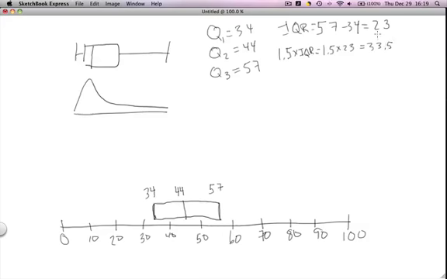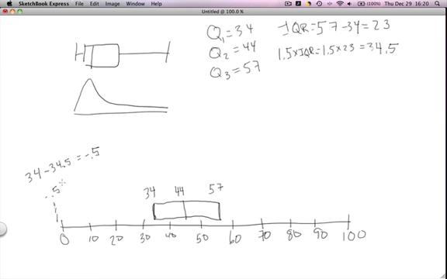So 1.5 times 23 is equal to 34.5, pardon me. Let me fix that. So 34.5. What I said is we have to go 1.5 interquartile ranges from the end of the box. And that's going to be what I call a candidate whisker. So if we take 34, the first quartile, minus 34.5, we get minus 0.5. So I'm going to draw a little dotted line out here, which is at minus 0.5.